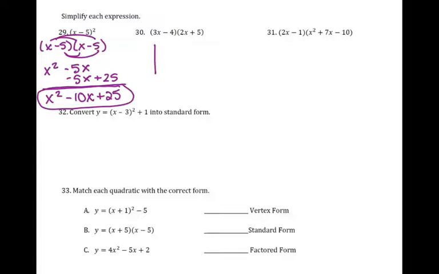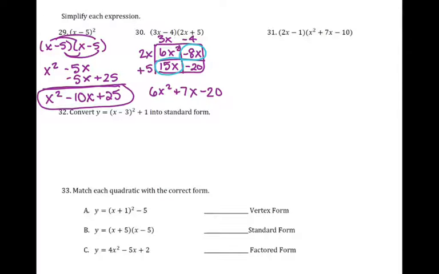For 30, go ahead and use the box to add some variety. 3x minus 4, 2x plus 5. 2x times 3x is 6x squared. 2x times negative 4 is negative 8x. 5 times 3x is 15x. 5 times negative 4 is negative 20. Got my like terms right here, which I'm going to combine as I rewrite my expression. So I have 6x squared, 15x minus 8x is 7x minus 20. And voila, there is number 30.